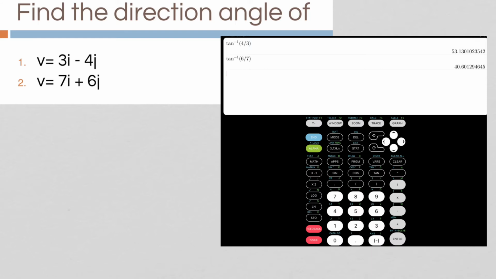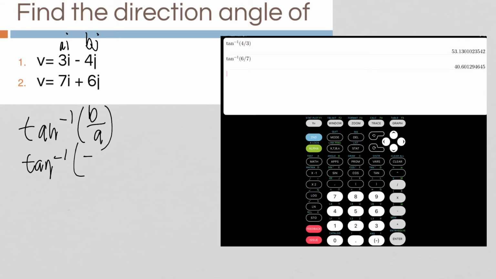All right, so let's first practice finding the direction angle. The formula was tangent to the -1 of B over A. Remember, this is the A, the i, and the B, the j. So for number 1, I'm doing tangent to the -1. The B is -4, and the A is 3.